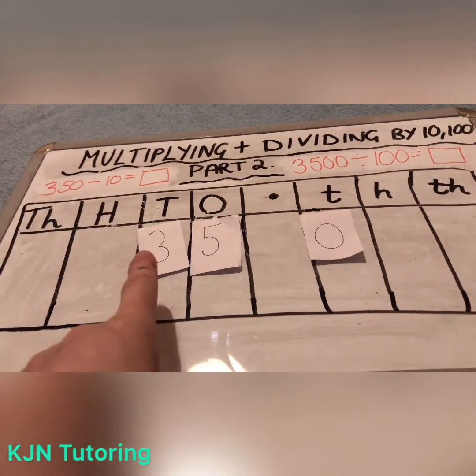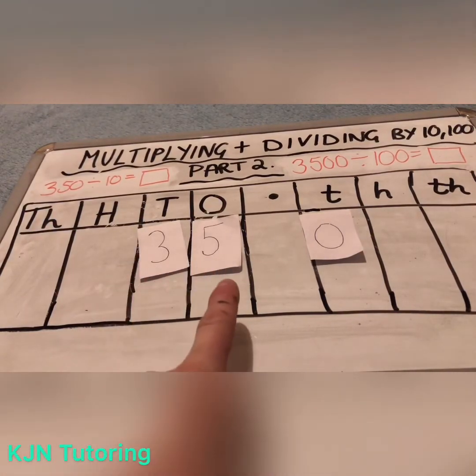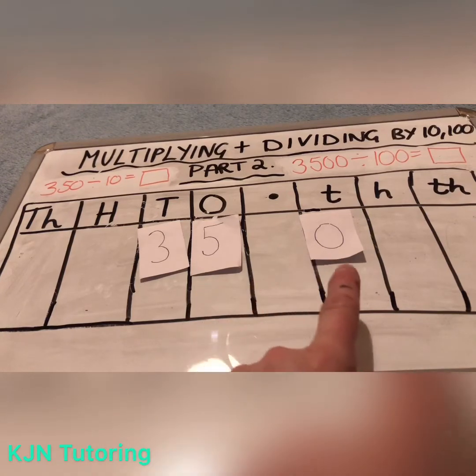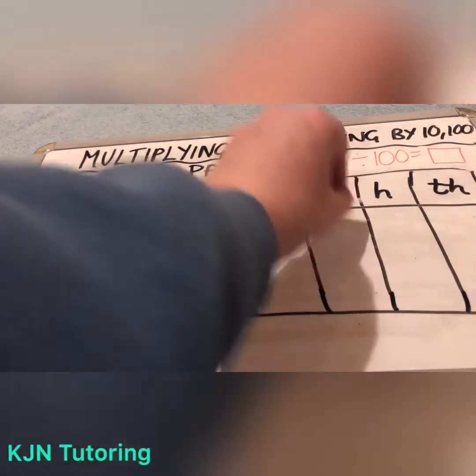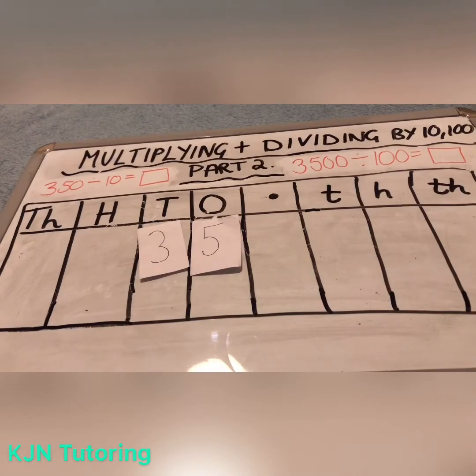The 3 is now in the tens column, the 5 is in the ones column, and the 0 or the placeholder is in the tenths column. We no longer need this 0 or placeholder, so we take it away. And we are left with 35. So 350 divided by 10 equals 35.